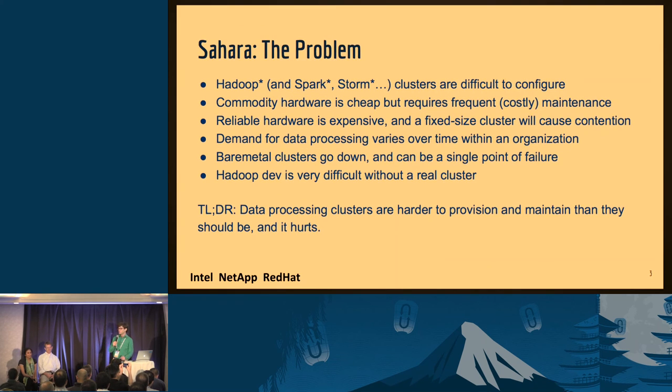Okay, so OpenStack Sahara is the OpenStack data processing service. The fundamental problem that we're trying to address is that big data clusters, whether it's Hadoop or Spark or Storm, it's not quite the Hadoop show anymore by any means, as it was a few years ago, are difficult to configure. They promise that you'll be able to use commodity hardware very inexpensively, but then when those nodes fail, they require expert maintenance to repair, which is reasonably expensive.